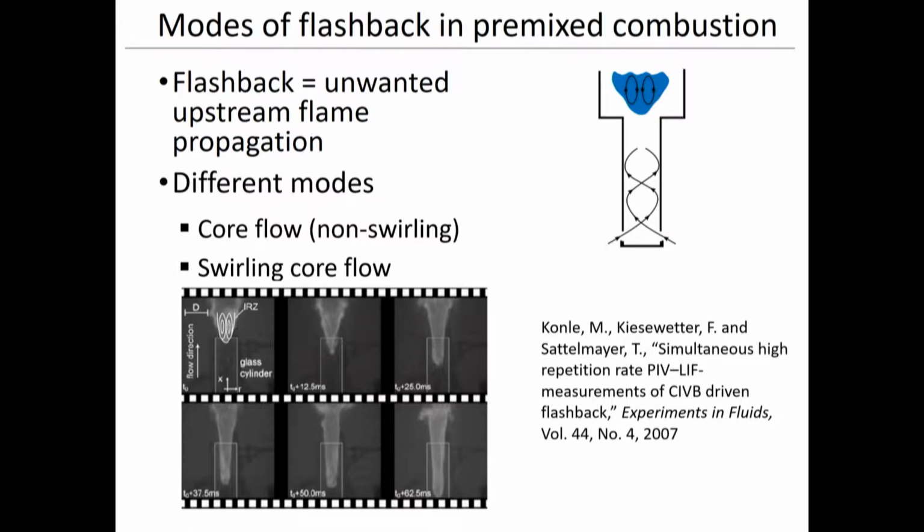And the way it does it is like this. Here's the flame. This is a luminosity image, actually a movie sequence. And the flame is flashing back. You'll see it flashing back through the center, the core of that swirling vortex. So it propagates down the middle. So this is one mode of flashback. This is not actually the mode that we are studying.